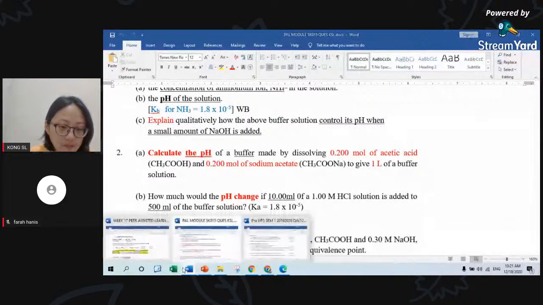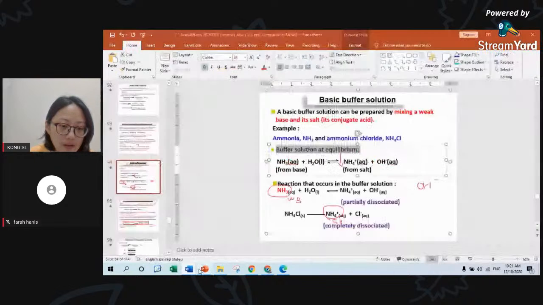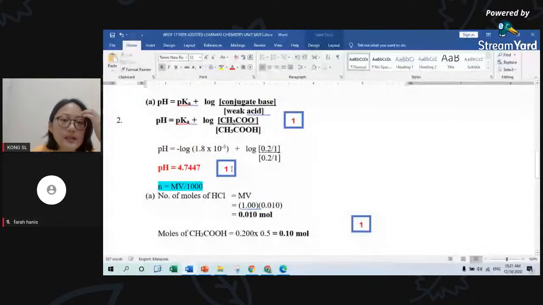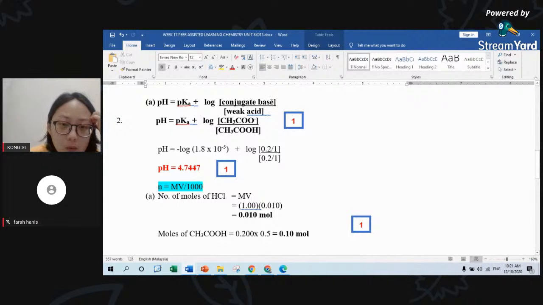Okay, first step, write down the formula. Yes, this is the formula in general. After that, you must write down the specific formula, meaning you identify which one is the conjugate base, the CH3COO negative, and CH3COOH is the weak acid. Now you substitute. Always remember, it is log concentration of the conjugate base over the weak acid. So 0.2 over 1 actually is equal to 1. That's why the pH is 4.7447.